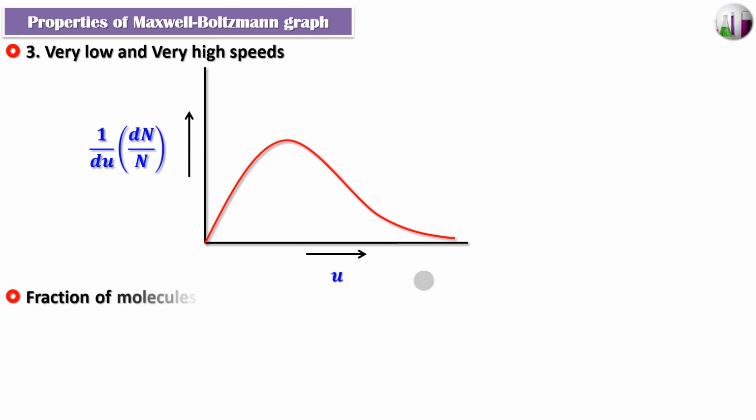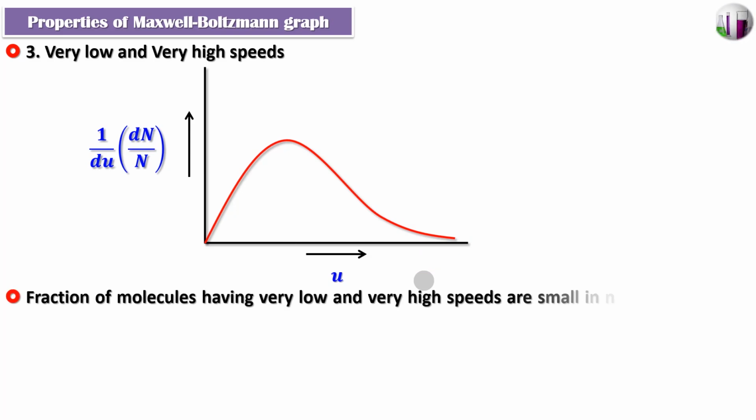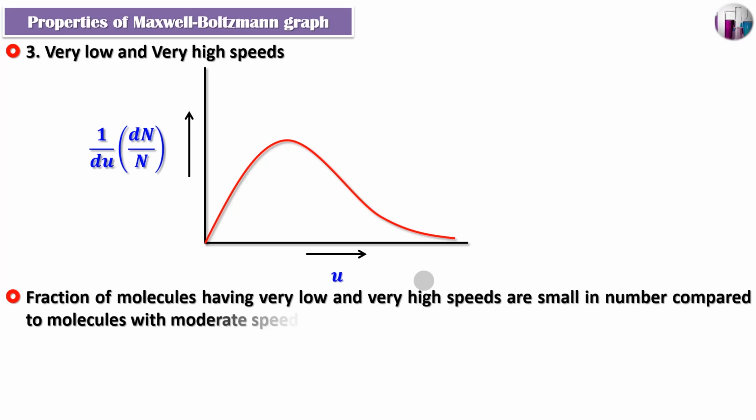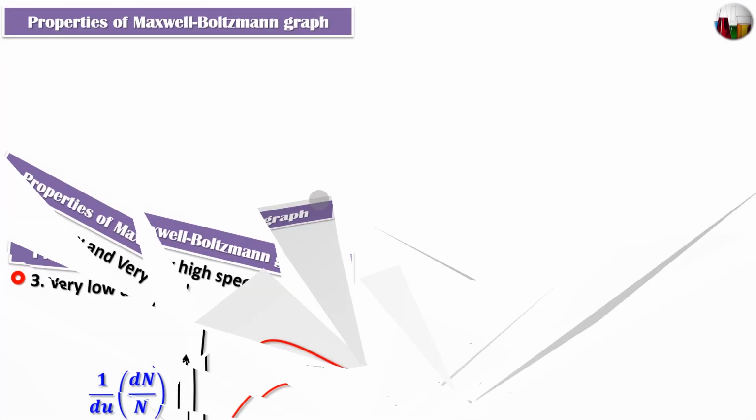So the fraction of molecules having very low and very high speeds is small in number compared to the molecules with the moderate speeds. If I consider these as high and these as low, they're pretty low compared to the area of the region in between the two. So now let's look at what happens when temperature changes.